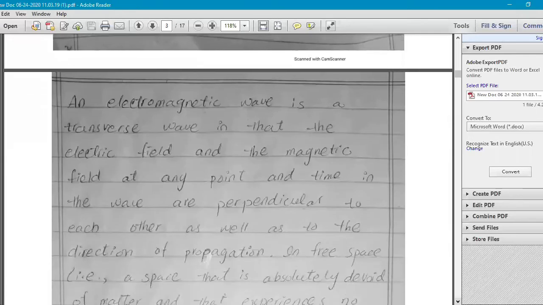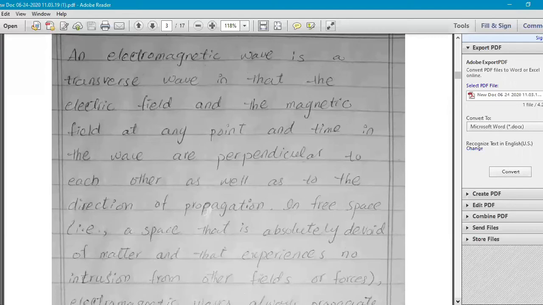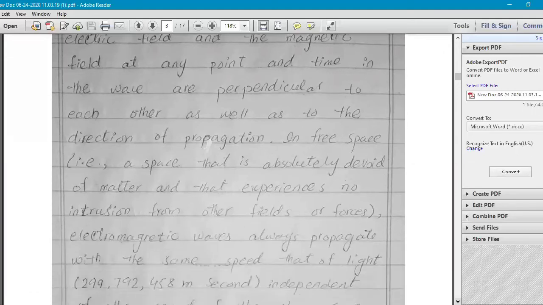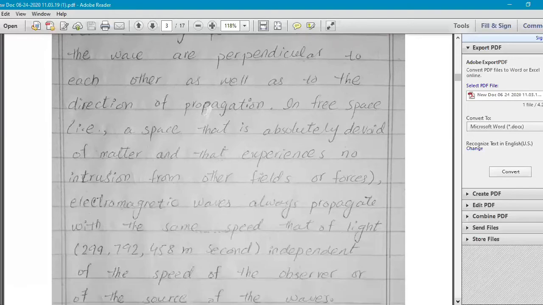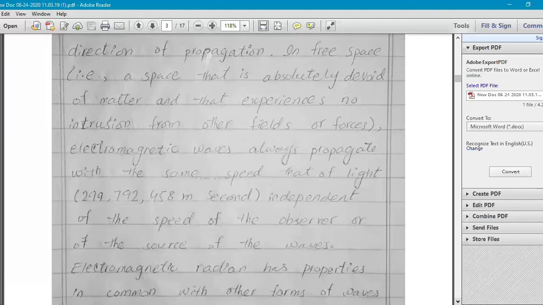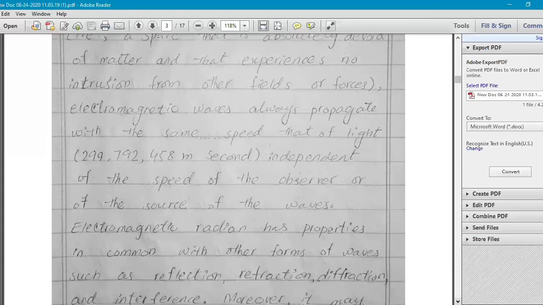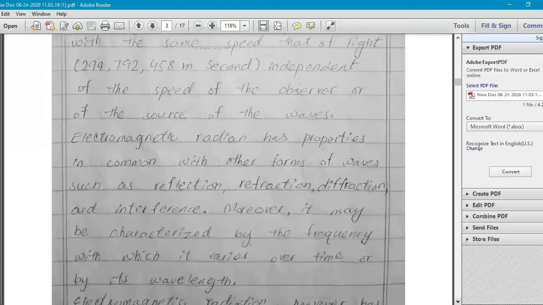Electromagnetic waves are transverse waves, in that the electric field and the magnetic field at any point and time in the wave are perpendicular to each other as well as to the direction of propagation in free space, that is space that is absolutely devoid of matter and that experiences no interaction from other fields or forces. Electromagnetic waves always propagate with the same speed, that of light. Here we also discuss light seconds, which is independent of the speed of the observer or of the source of the waves.